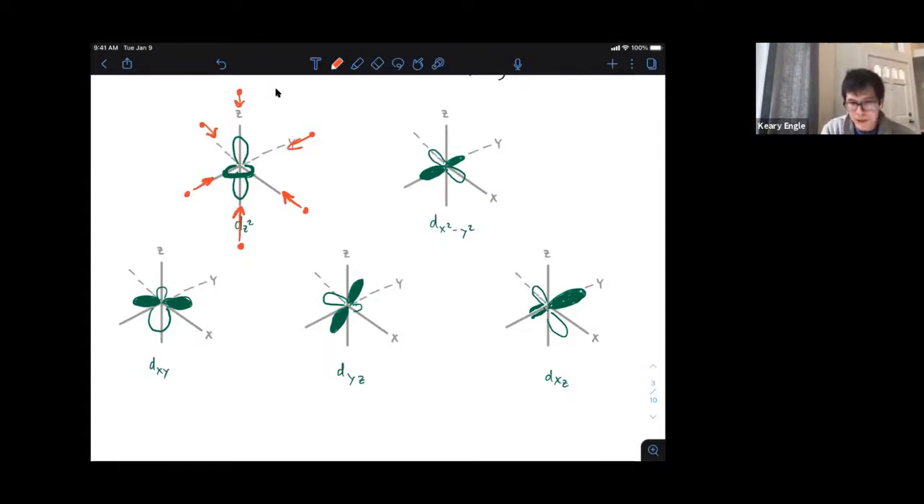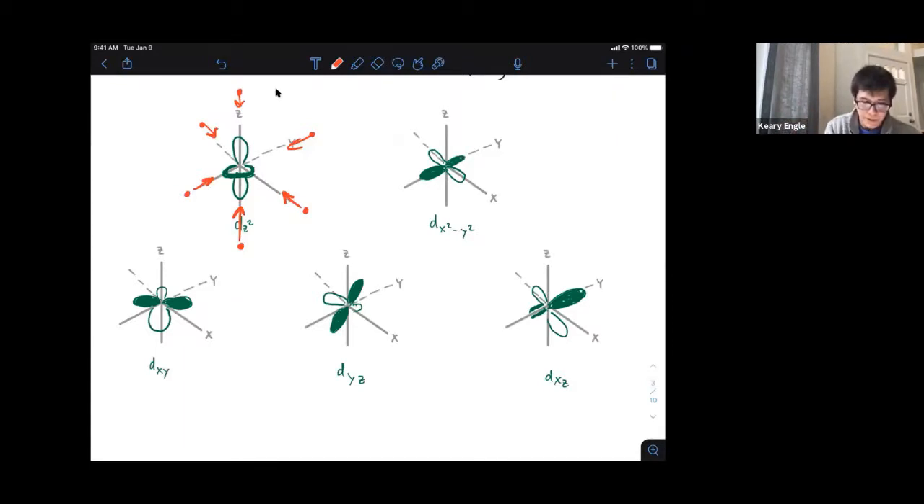And now we're considering first the dz squared orbital. By convention, we define the z-axis as the highest symmetry rotation axis for the geometry that we're talking about. So octahedral, in this case, we define the z-axis as a C4 rotation axis. And so in the octahedral ligand field, we have these six ligands that are splayed out all along the x, y, and z axes, and they're approaching the metal.